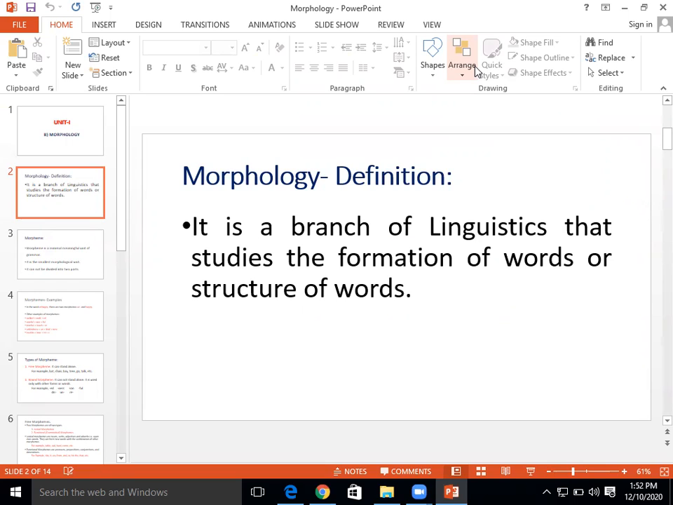We have already studied phonology. That is also a branch of linguistics, but in that branch the sound system of words is studied, and in morphology the formation of words, meaning how the words are formed, is studied.